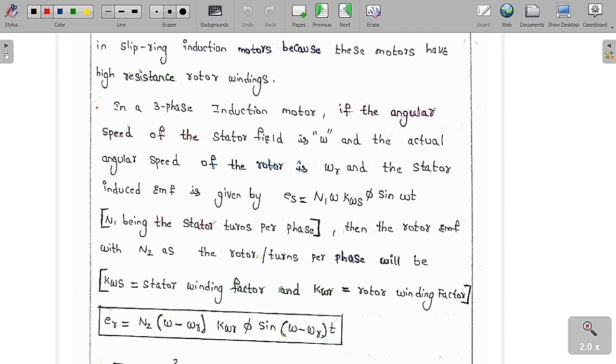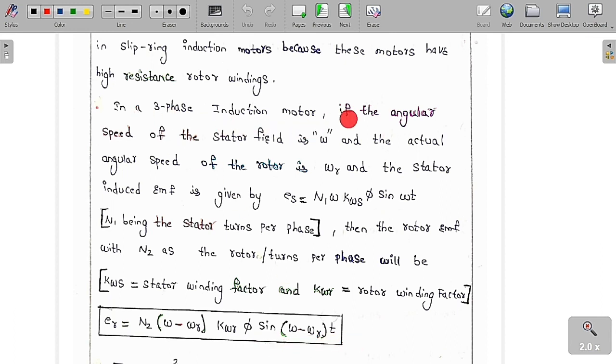In a three-phase induction motor, if the angular speed of the stator field is omega and the actual speed of the rotor is omega r, the stator induced EMF is given by Es equal to N1 into omega into kWs into phi into sin omega t, where N1 is the stator turns per phase. Then the rotor EMF, with N2 as the rotor turns per phase, will be, where kWs is called the stator winding factor and kWr is called the rotor winding factor, ER equal to N2 into (omega minus omega r) into kWr into phi into sin of (omega minus omega r) into t.